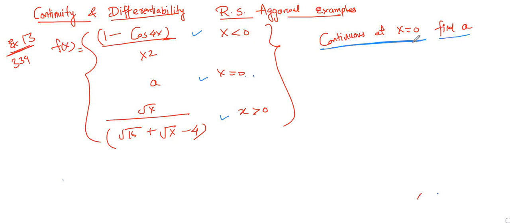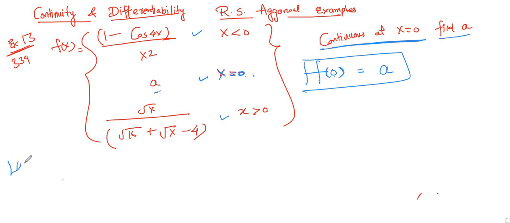Okay, so for that we can find LHL, RHL and function value. It is easiest to find the function value here. See, it is directly given. So what is f(0) here? The function value when x is 0 is directly given as a. Now we just need to find either LHL or RHL, whatever is convenient, to get the value of a. So let me calculate LHL.